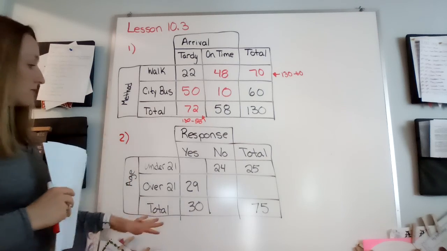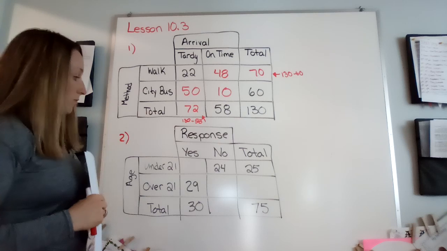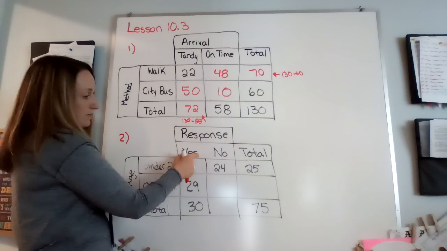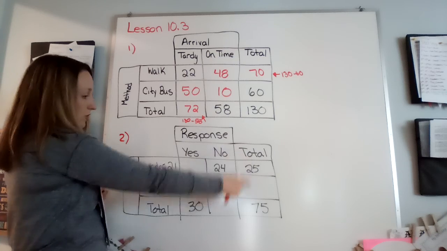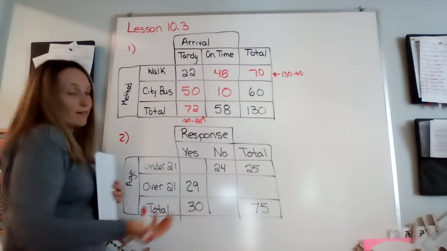Okay. So our next two-way table, you might want to pause the video and try to fill it out on your own before working with me, just to make sure you're okay. But it's the same thing. This is a response of yes, no, and then our totals, under 21, over 21, and totals, that's their age. I don't know what the question was.